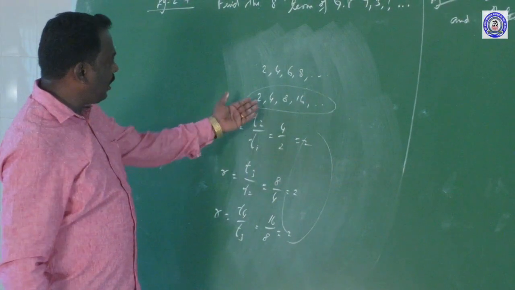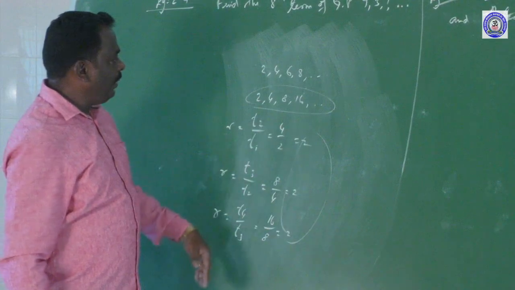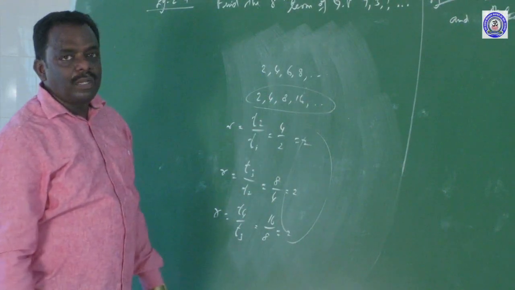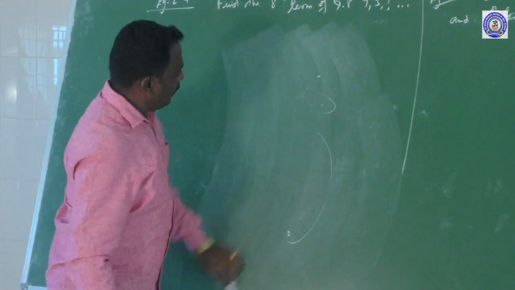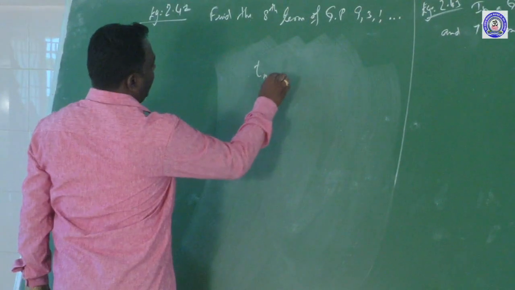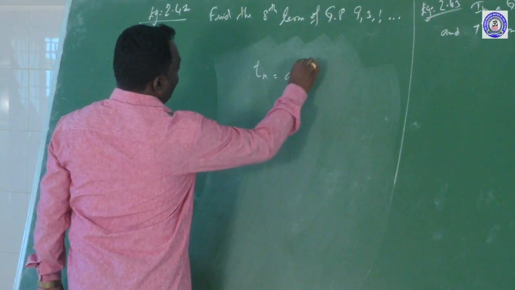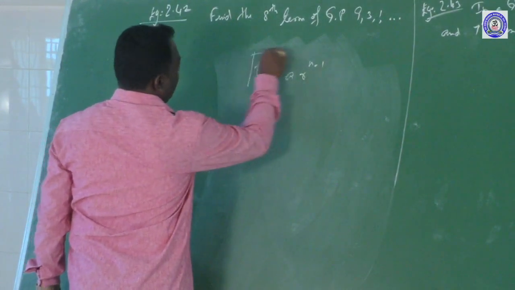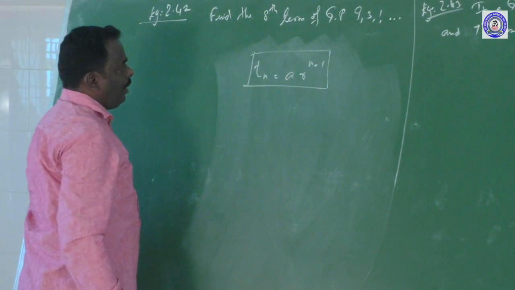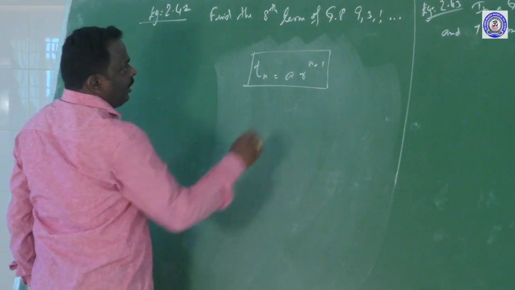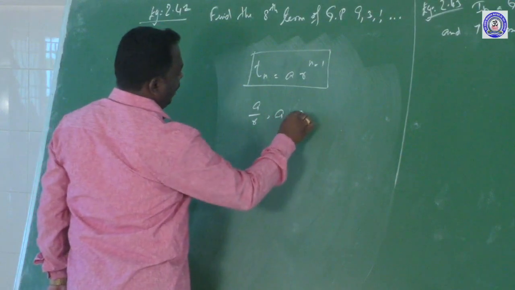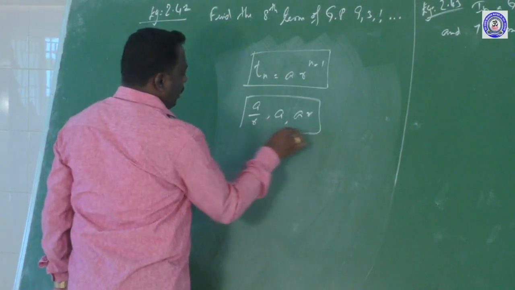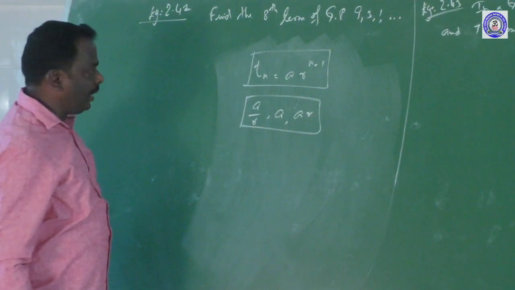So when the common ratios are the same, then the given sequence is called a geometric sequence. Now we see about the geometric sequence. It is defined by Tn is equal to a into r to the power n minus 1. It is called the general term formula. Three consecutive terms of a geometric progression are constituted by a by r, a, ar.